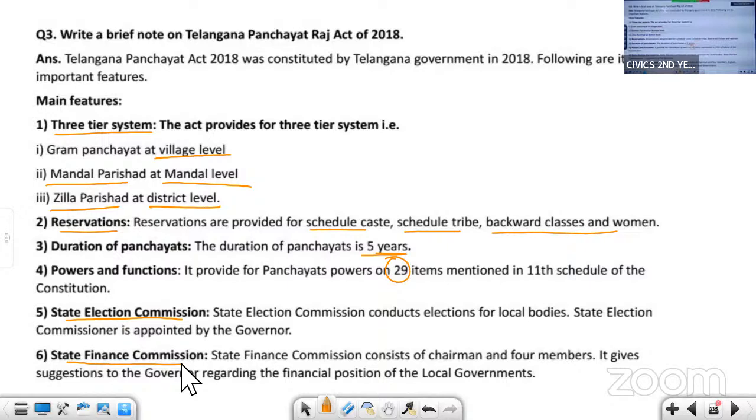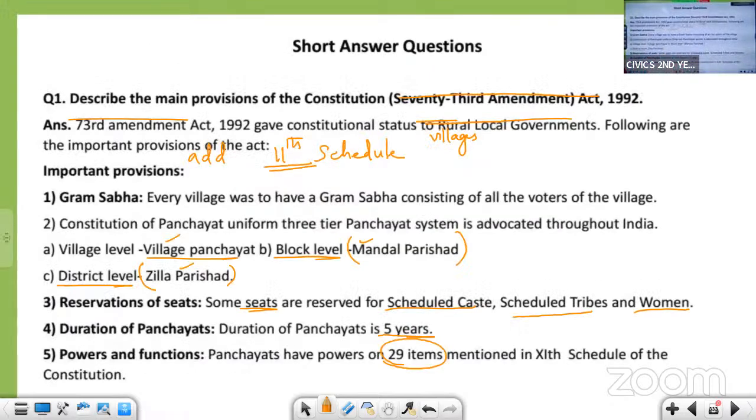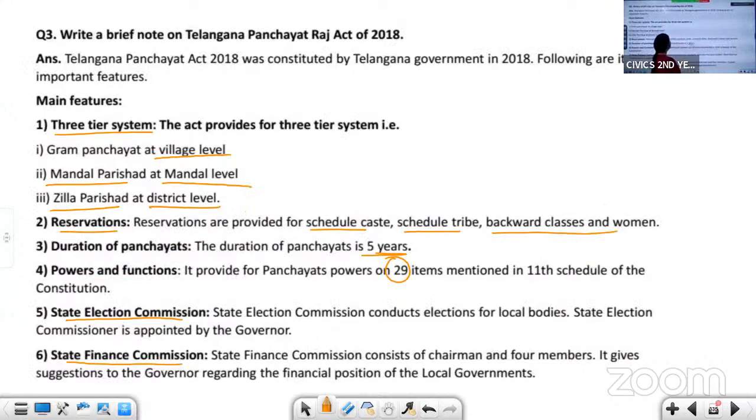Same answer. Except that first point, that is Gram Panchayat or Gram Sabha. The first point was Gram Sabha, except that one point, you can write the answer as it is. From the second point, you can start writing your Telangana Panchayat Raj Act. So if you are learning one answer perfectly, making minor changes, you can learn the other two. It is very easy and you will get one question. Mostly it is the 73rd Amendment Act which is asked.